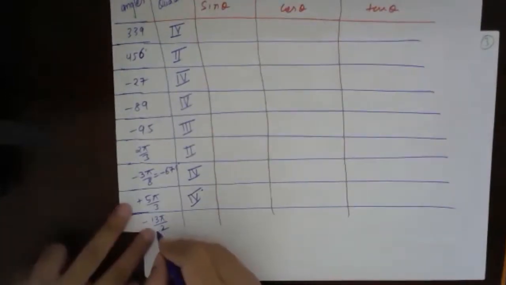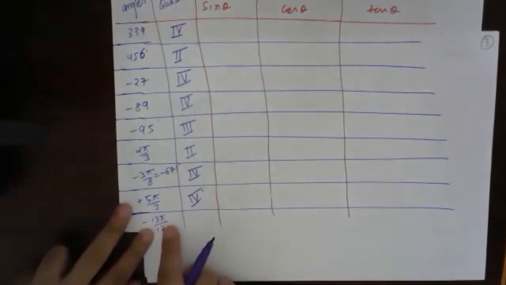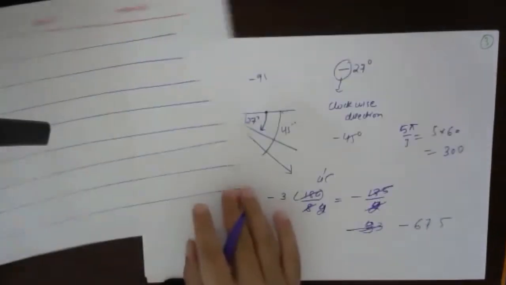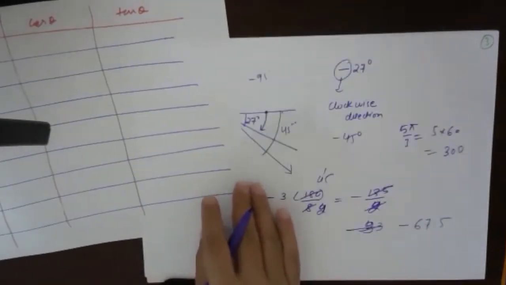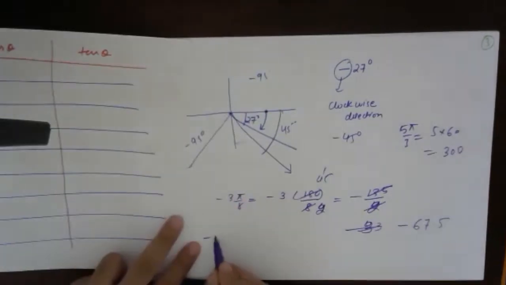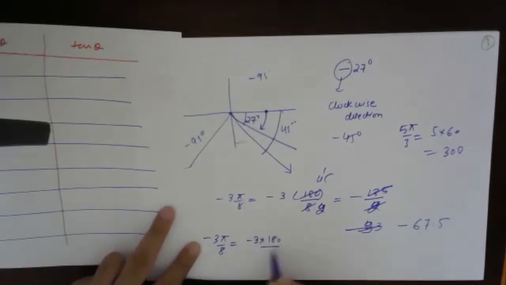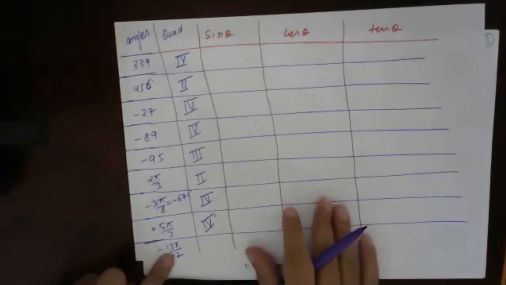Next, take this as minus 13 pi by 12. Going back to the earlier one, minus 3 pi by 8 is equal to minus 3 into 180 by 8. Pi I can write as 180. Now when I cancel this with 4, 4 2s are 8, 4 5s are 20, this becomes minus 67.5. Okay, fine. So this one is minus 13 pi by 12.